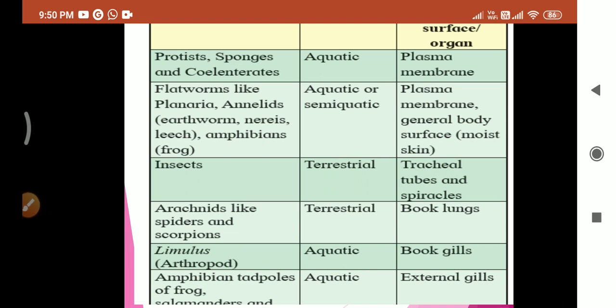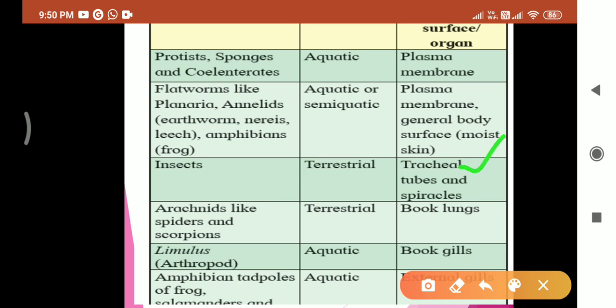And the next one is arachnids like the spider and scorpion. They are also terrestrial, but they do not have a trachea. When we talk about the human respiratory system, human beings are higher animals with a fully developed respiratory system.